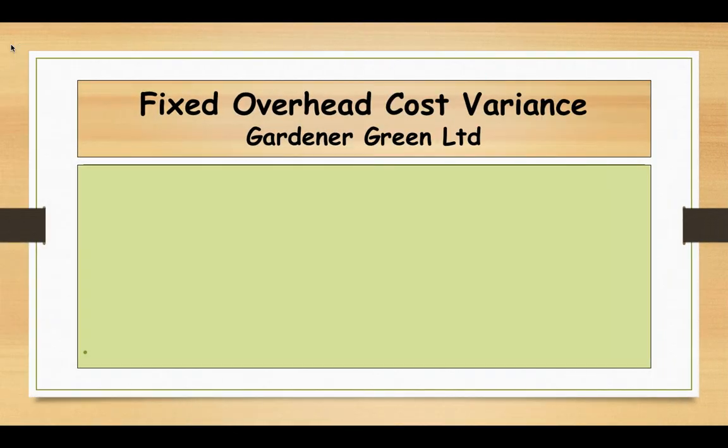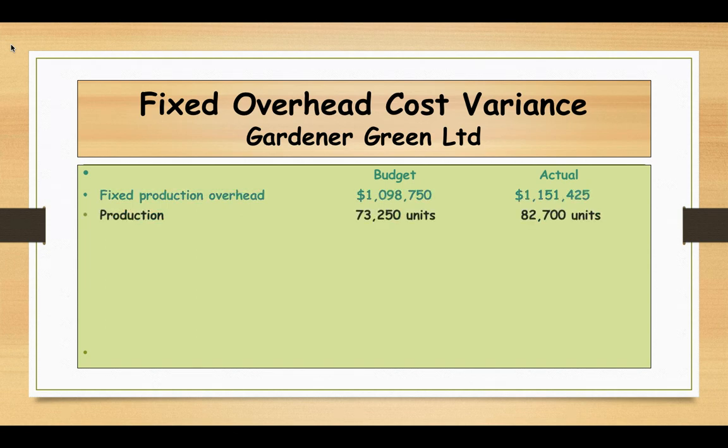So we'll start with calculating fixed overhead cost variance for the Gardner Green Limited. So we'll extract the information from the question. The fixed production overhead budgeted is 1,098,750, but the actual fixed production overhead is 1,151,425.